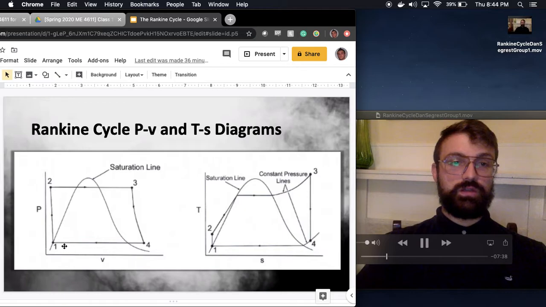You can also see here that because we're going to be pumping liquid water, the specific volume changes just a tiny little bit, but it's mostly considered incompressible, whereas these processes are considered to be isobaric. Additionally, if we look over at the TS diagram, we can see that the pump is considered to be isentropic, and likewise the turbine is also considered to be that way.